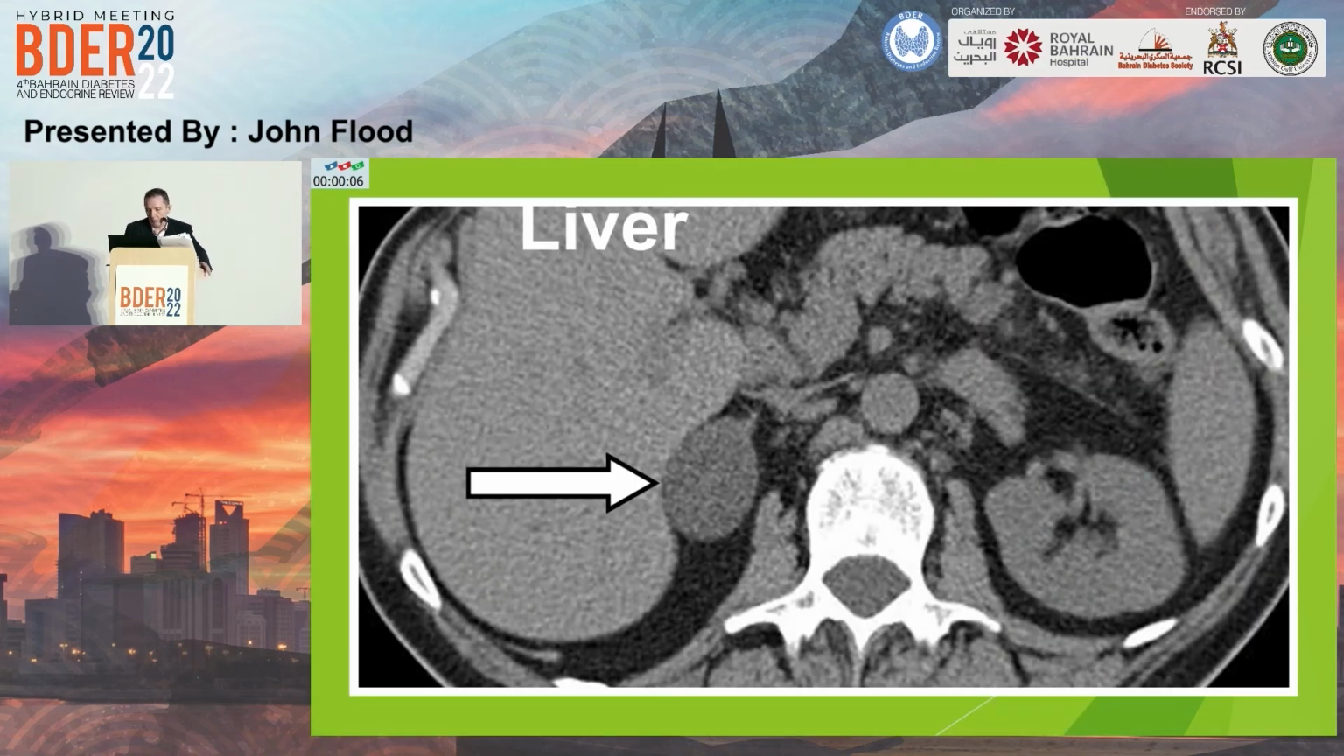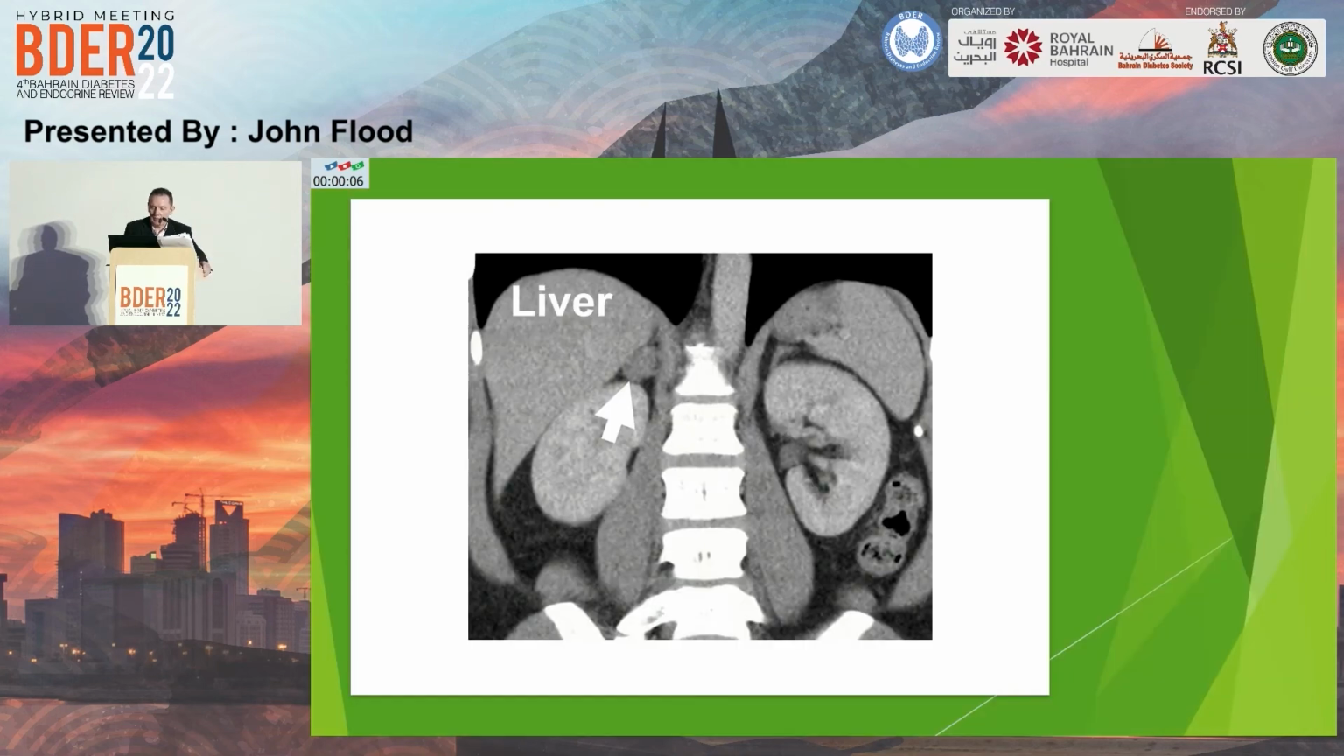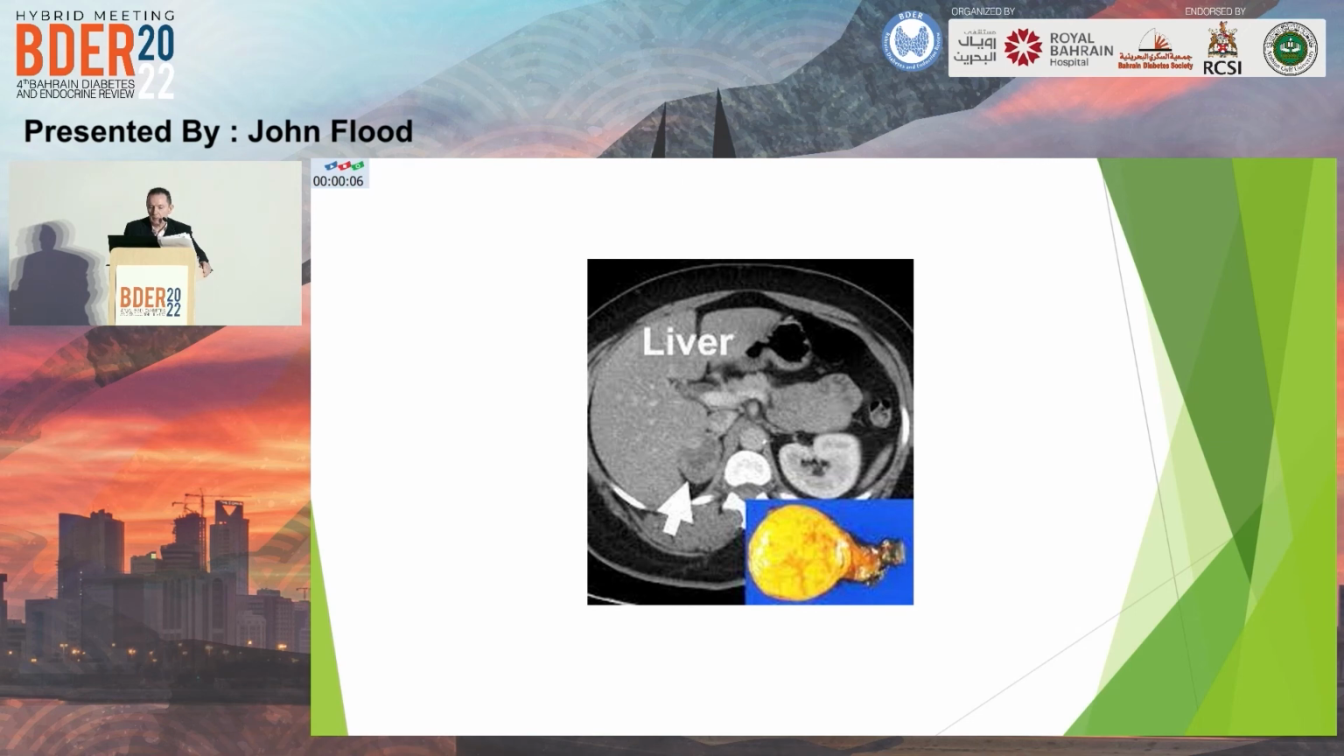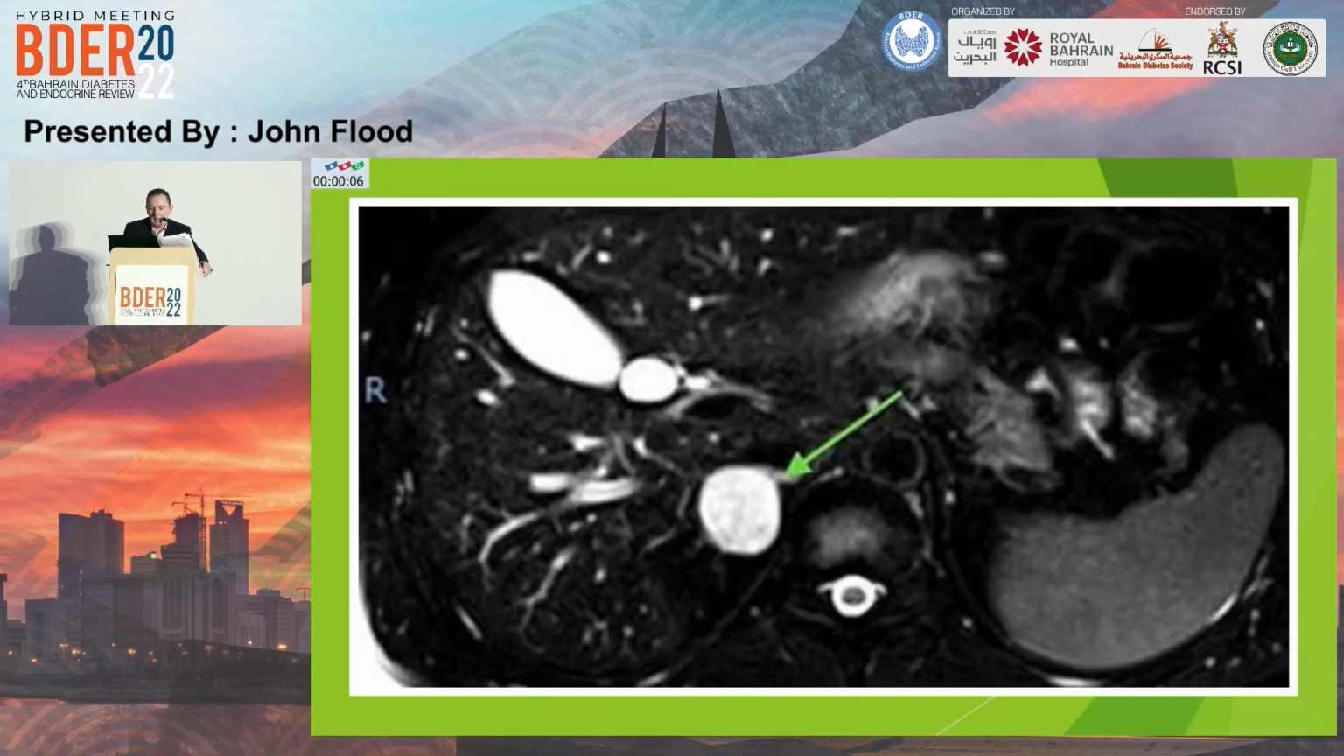That's a Conn's adenoma. It's homogeneous, less than 10 Hounsfield units, lipid rich. That's another one on coronal section. That's what it looks like on pathology. It's yellow. This is the light bulb sign for a FEO.